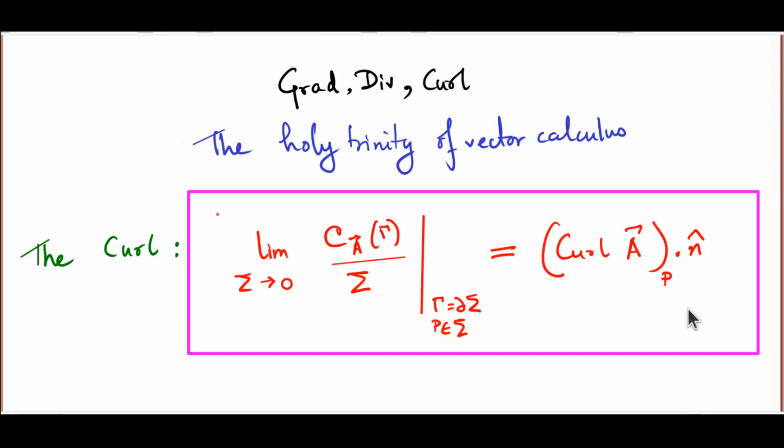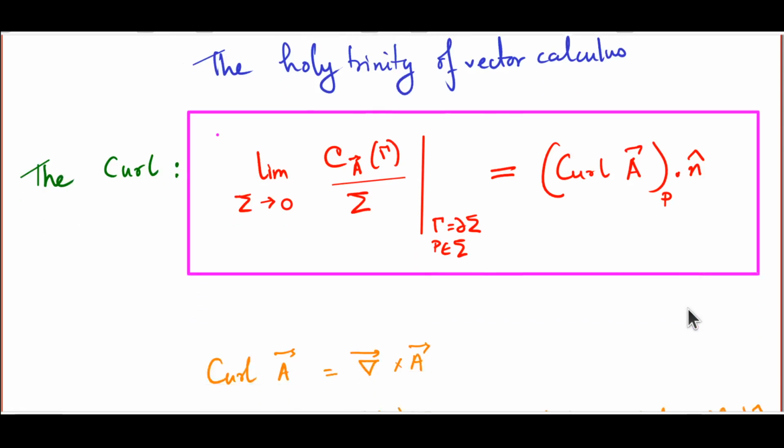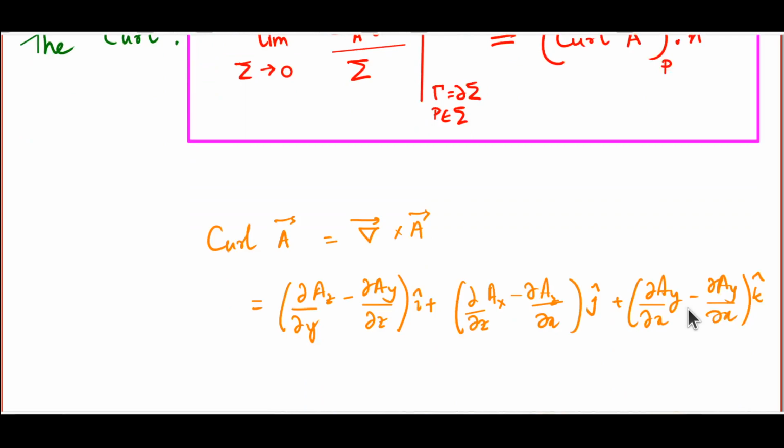We had also seen that, at least in Cartesian coordinates, you can express this curl of A in terms of the nabla operator crossed with A. That is, it's a vector field whose components are given respectively by del y of Az minus del Ay del z, del z of Ax minus del Az del x, del x of Ay minus del y of Ax. This last statement, of course, here is wrong. So, it should be del Ax del y.